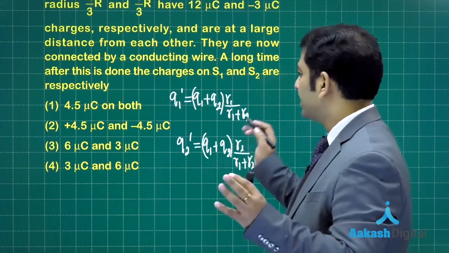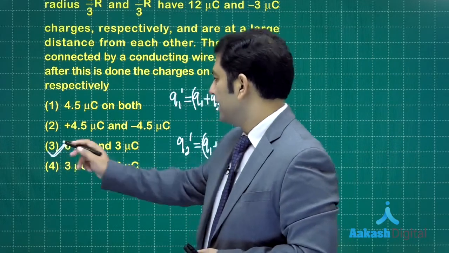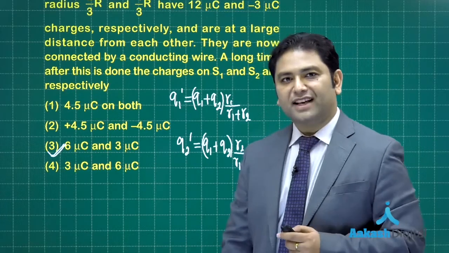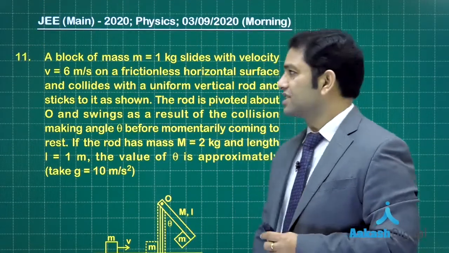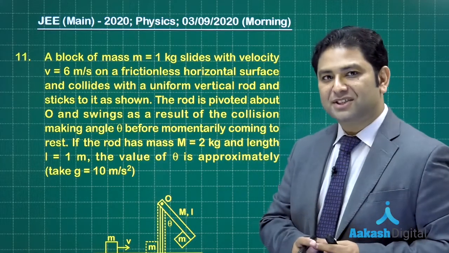So it comes out to be a very straightforward one. You would get 6 microcoulomb and 3 microcoulomb. Let's go for the next one. So this is question number 11, and this has a nice amount of thought process involved.